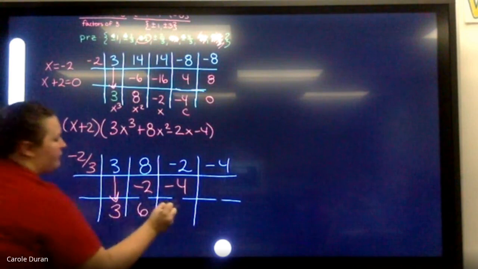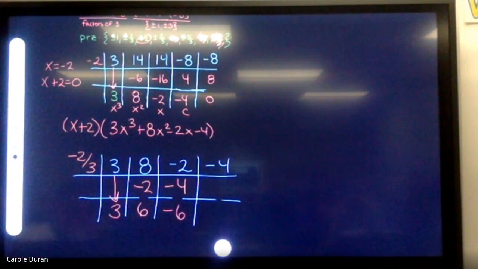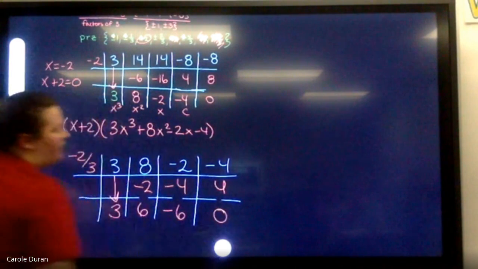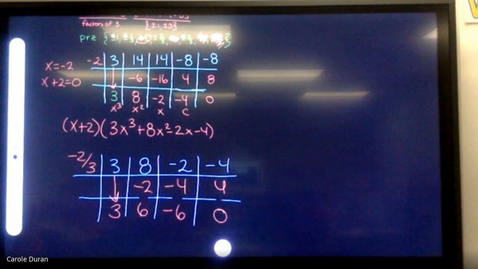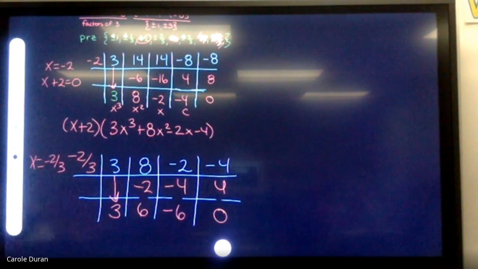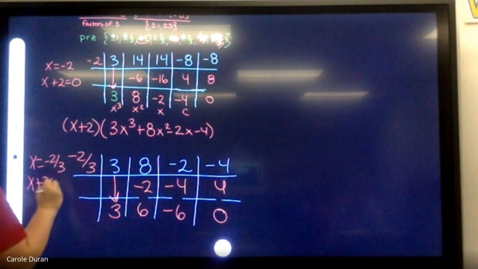-2 and -4 give me a -6. What's -6 times a -2/3? 4. -4 and 4 give me 0. That's why. Which means x equals -2/3 can be turned into a factor, which makes it x plus 2/3.